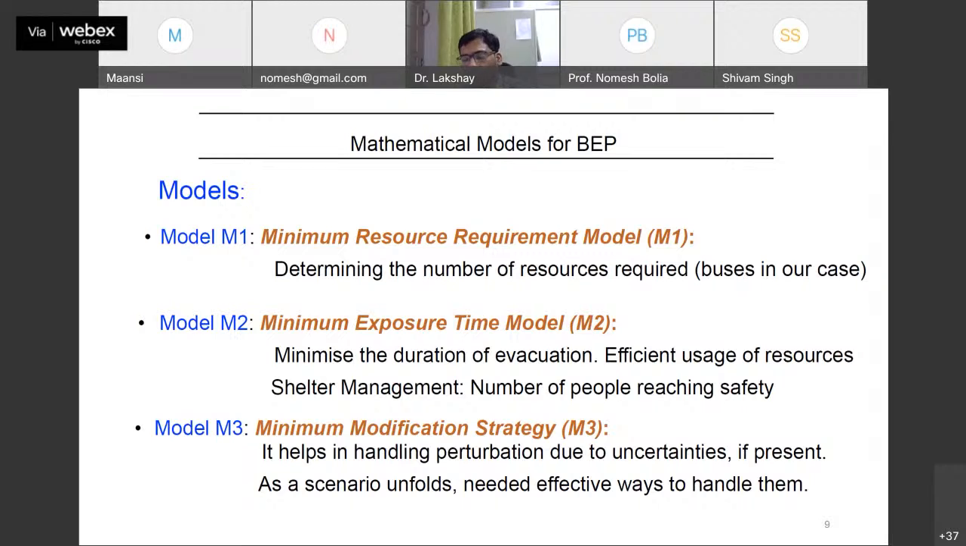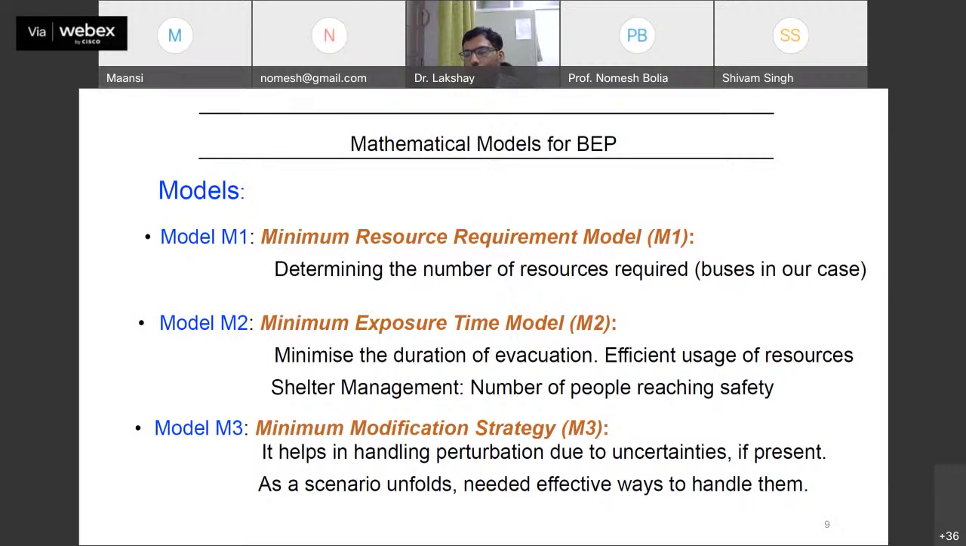I will explain these three kinds of models, but not in complete detail. I will explain all the constraints and the objective function, but I will not go into the solution methodology completely. My main focus will be to explain the model to you, what kind of different constraints, objective functions, and all those things are required.